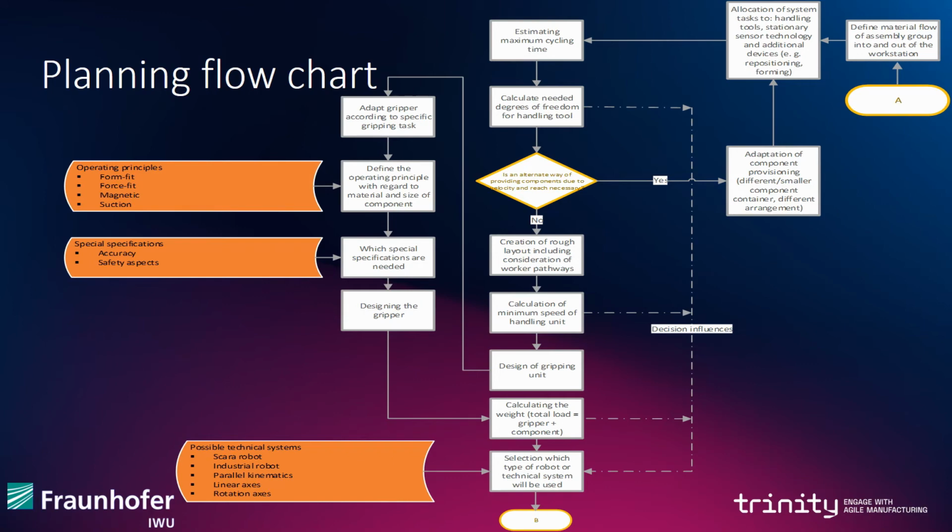Having performed all the mentioned steps, it is now the time to select the type of technical system or robot that is going to perform the handling operation. Possible technical systems are a SCARA robot, an industrial robot, parallel kinematics, linear axis, or rotation axis. The considerations from the previous process steps influence this decision. The degree of freedom, the process task, the special specifications, the total load, and the speed requirement all have to be considered when selecting the most suited technical system for your application.